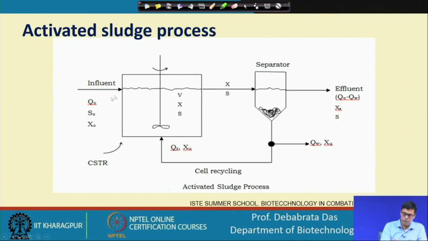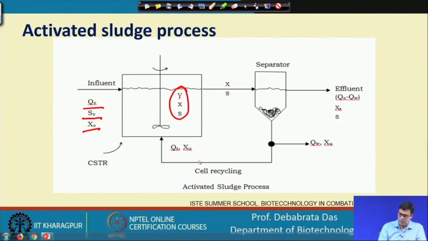Q0 is the volumetric flow rate. S0 is the biodegradable organic matter concentration. X0 is the cell mass concentration, the initial cell mass concentration. V is the volume of the reactor, the liquid volume of the reactor. X is the cell mass concentration under steady state condition.